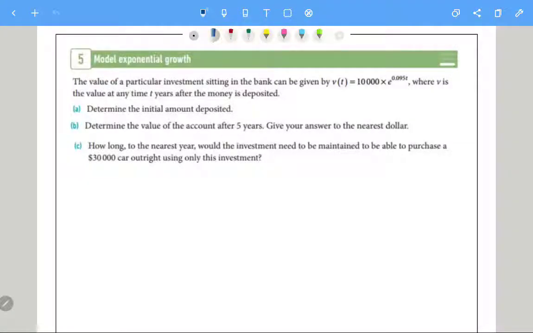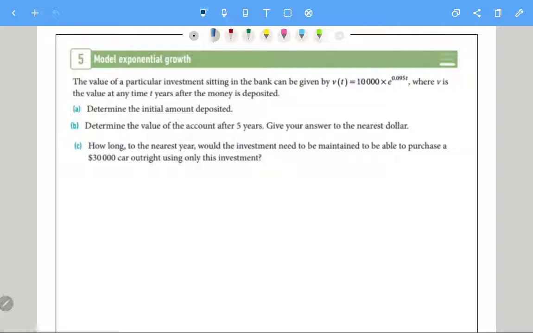Alrighty, so today we're going to be looking at a nice word example just to get ourselves a little bit more used to it all. So we're going to be modeling exponential growth. The value of a particular investment sitting in the bank can be given by V(t), so we're using function notation. V, the value, for t, I'm assuming is going to be time, is equal to 10,000 times e to the 0.095t, where V is the value at any time, t years after the money is deposited.